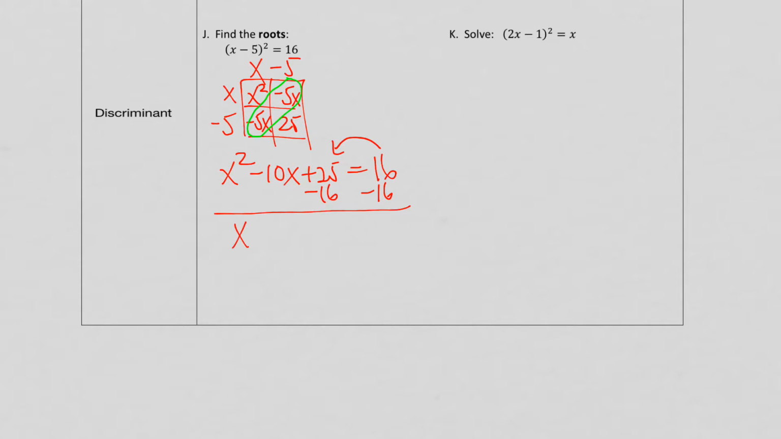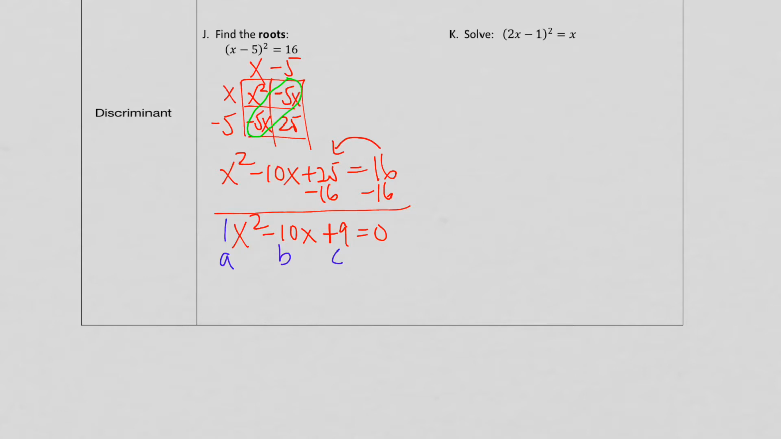And I get x squared minus 10x. And here 25 minus 16 is going to be plus 9 equals 0. So in this question, it has a harder setup, but I've now gotten my standard form of a, b, and c. So with that, I can now apply the quadratic formula in this example.